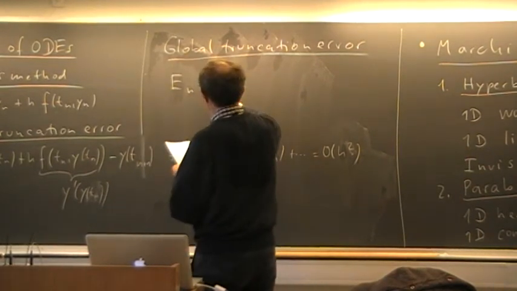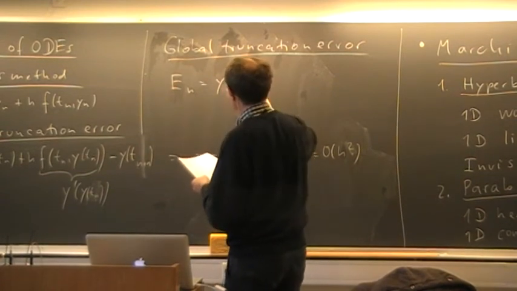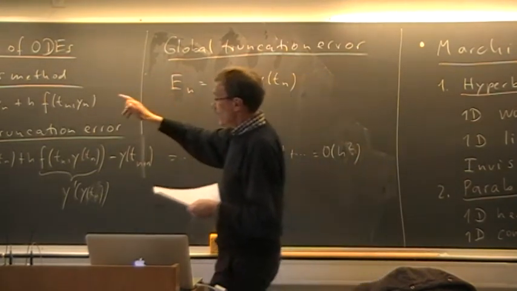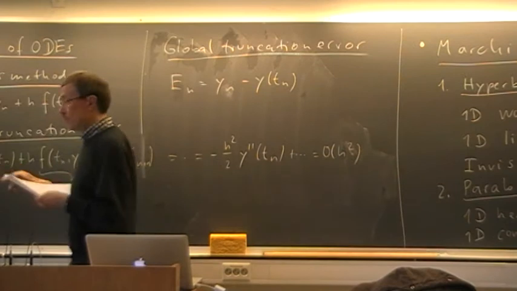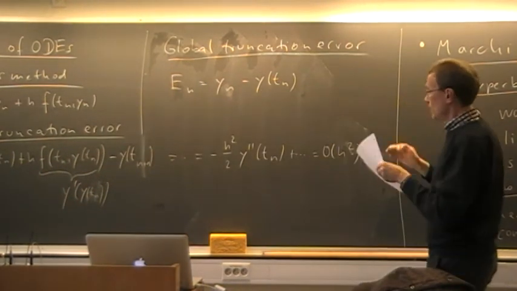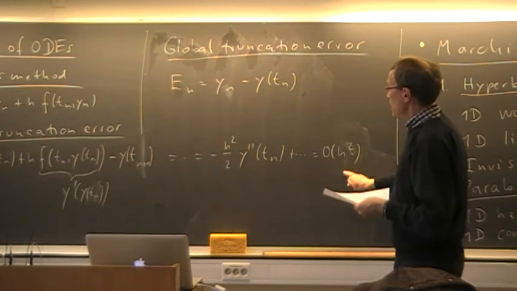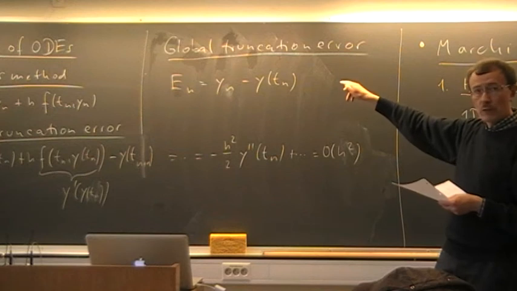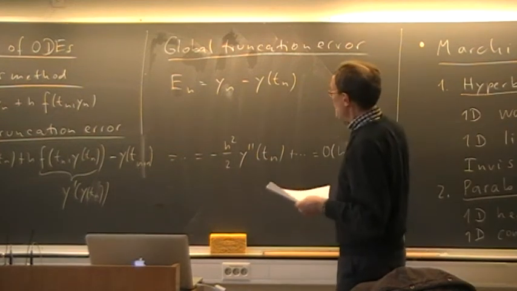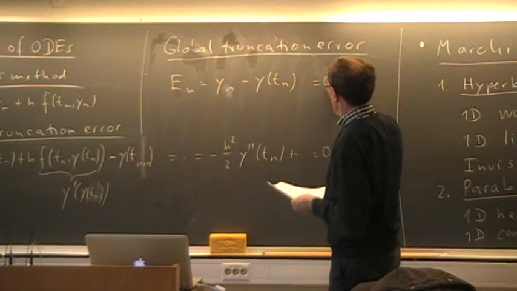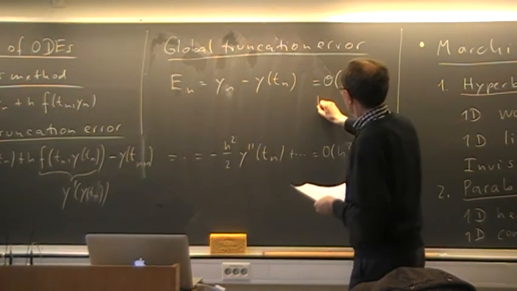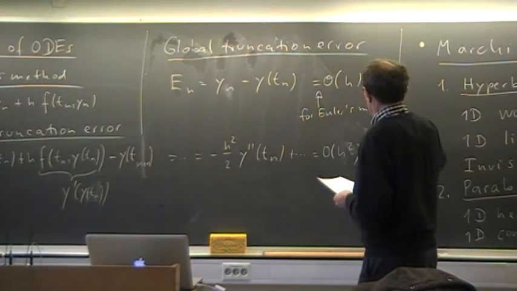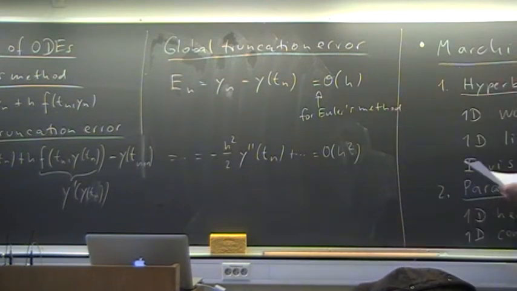En is the numerical approximation at time level n minus the exact solution to the problem that we really want to solve. For this, we start from the very beginning and go to the end time. If the local error is of order h squared, the global error is one order lower. That's the rule, and for Euler's method it is one order lower.